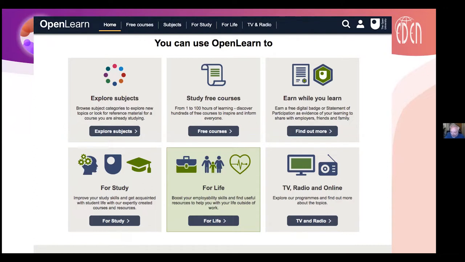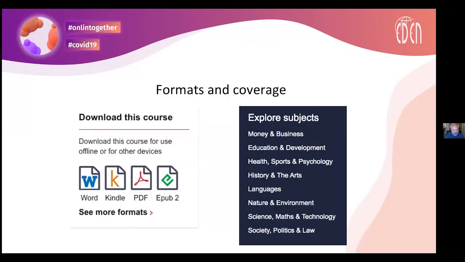But the good thing is, as educators, if many of you are educators, you can take this content and put it into your own course and adapt it for your own teaching purposes. The really good thing is you can download it in many different formats. So it's in Word, Kindle, PDF, EPUB. You can just take it and download any of them.